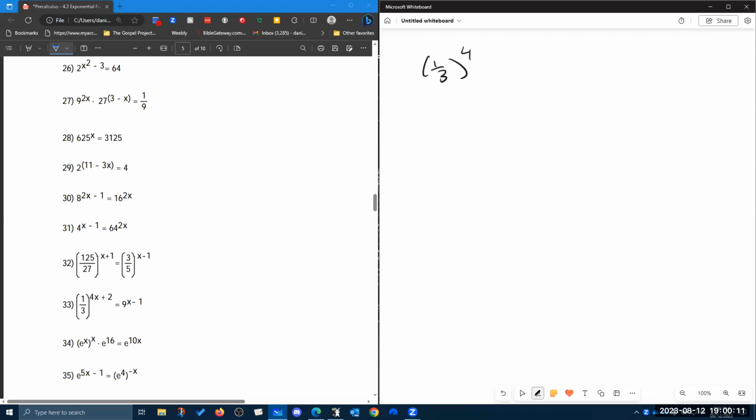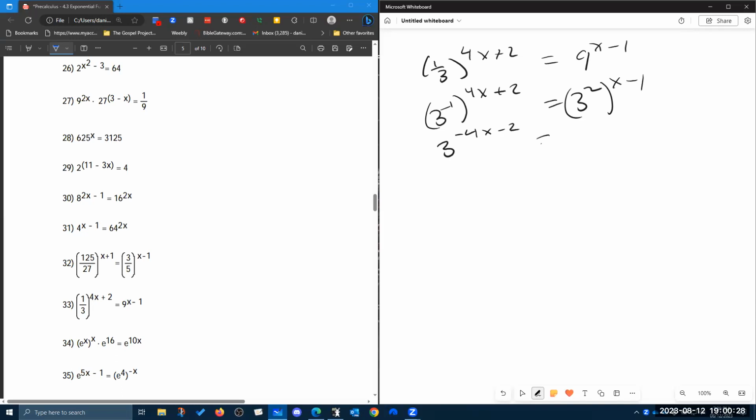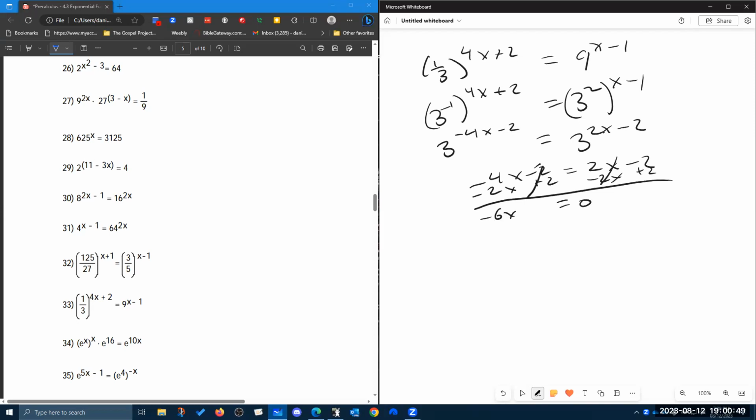1/3 to the 4x plus 2 equals 9 to the x minus 1. This is 3 to the negative first raised to the 4x plus 2 equals 3 to the second raised to the x minus 1. 3 to the negative 4x minus 2 is equal to 3 to the 2x minus 2. So negative 4x minus 2 is equal to 2x minus 2. Subtract 2x, subtract 2x, add 2, add 2. Negative 6x is equal to 0, and x is equal to 0.